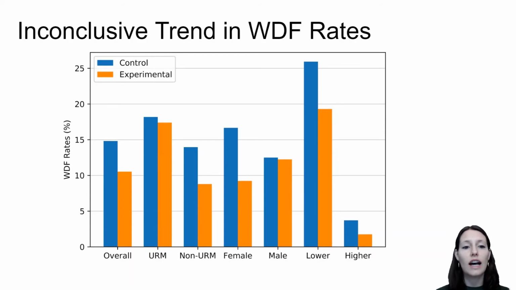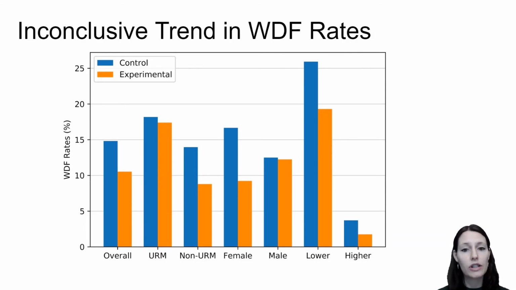So we first looked at WDF rates. WDF stands for withdraw, D, and F. So it's students who withdrew from the course, got a D in the course, or an F in the course. Now, as you look at this data, you can see the x-axis represents the different groups of students we were looking at. The y-axis represents the percentage of WDF rates, and the blue bar is the control bar, and the orange bar is the experimental bar. It's important to know that lower percentages are better in this case as it represents less WDFs.